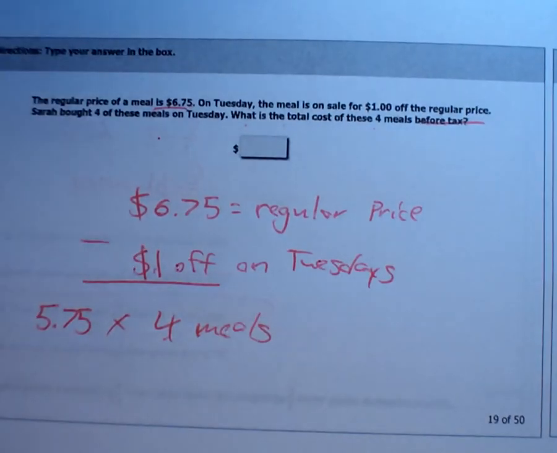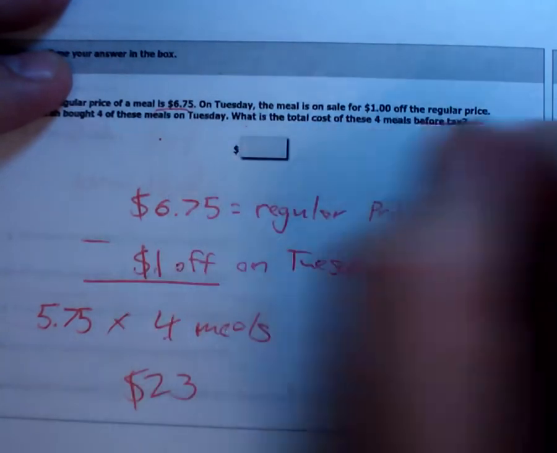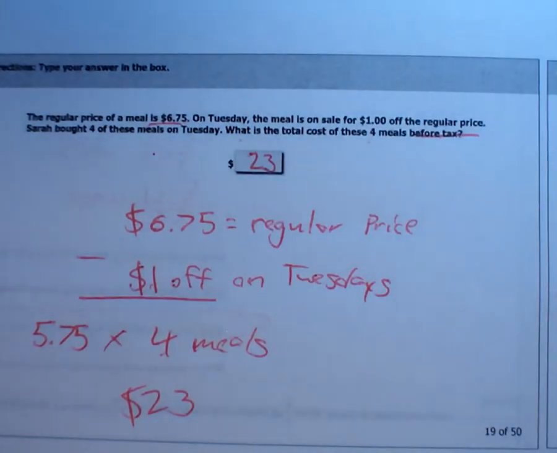All right, let's find out. 5.75 times 4 equals 23. 23 bucks. And that's what I would put. It doesn't say round or anything crazy. Always look out for that because that's how they like to get you sometimes. 23. That's the number that would have to be typed in there. Just remember when you're typing the numbers in there, if it doesn't let you keep going, that means you're not doing it right. All right.